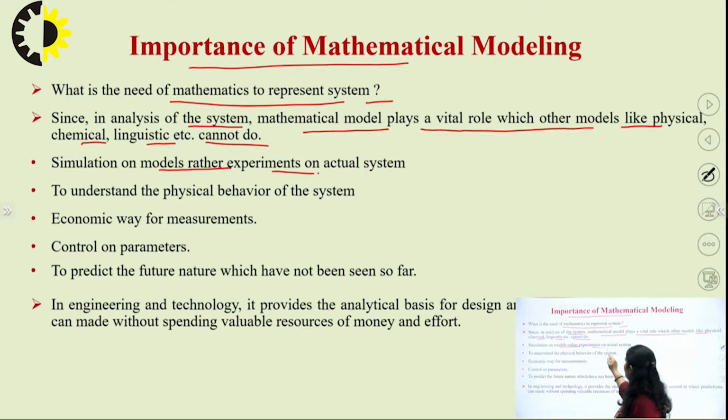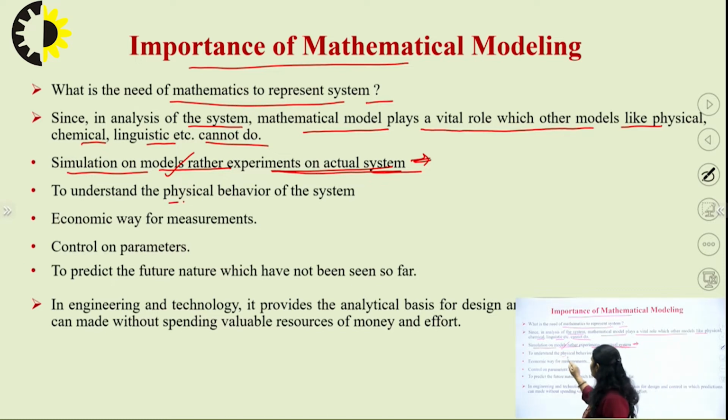We can do simulation on the model rather than experiments on the actual system. So, with the help of mathematical models, we can do the simulation process. We can test the models which we have built, rather than experimenting on the actual system. If we perform experiments on the actual system, then energy, cost and time will all be wasted, and it will not be economically justified if deviation is present. So, we will first do the simulation on the models to check their performance.